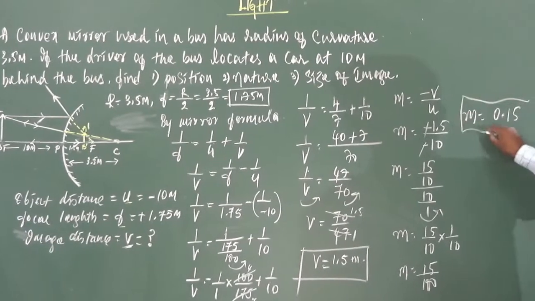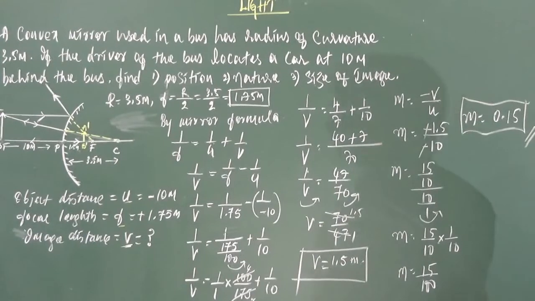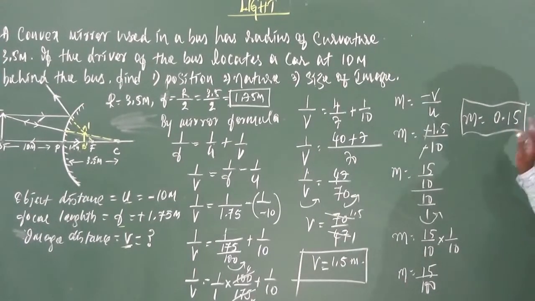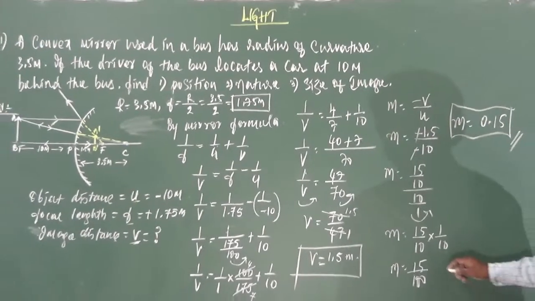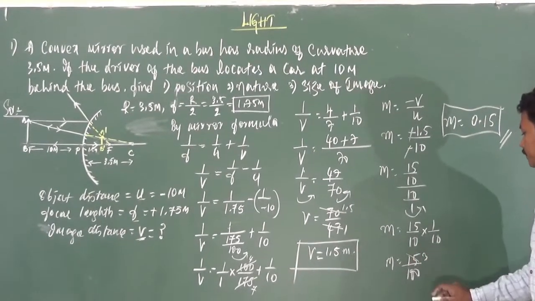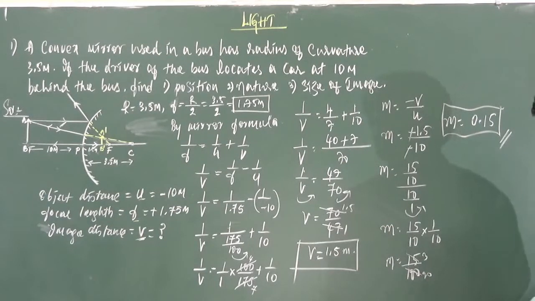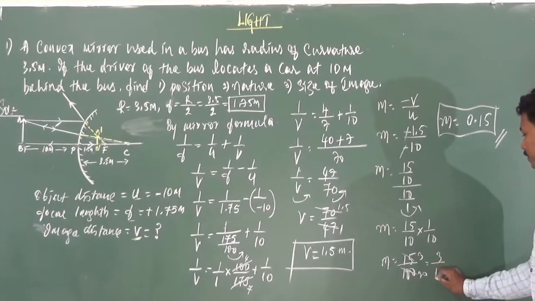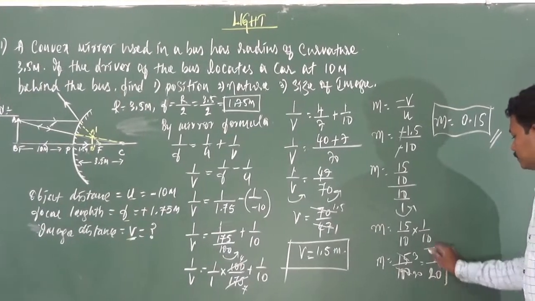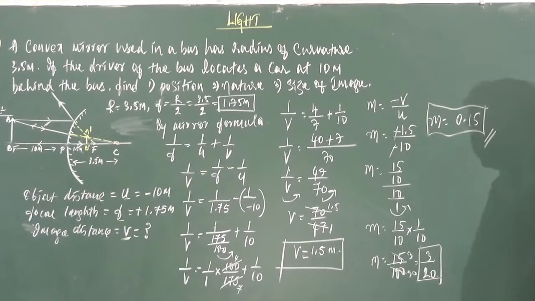0.15. As magnification has no units, this can be written as just m is equal to 0.15. So what does it mean? Or else you can do one thing. 5 3s are 15, 5 20s are 100. So that is 3 by 20. 3 by 20 is also nothing but 0.15. This is very important, right?